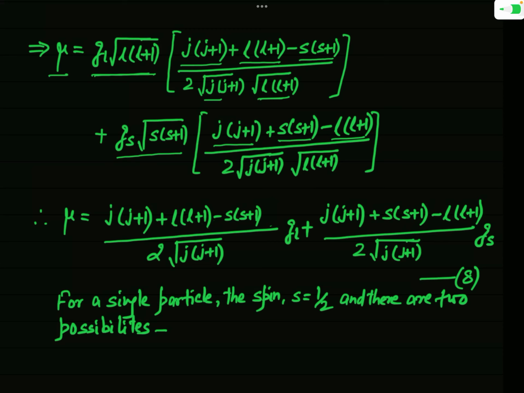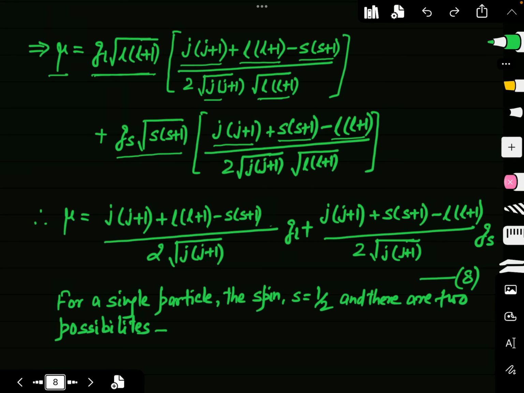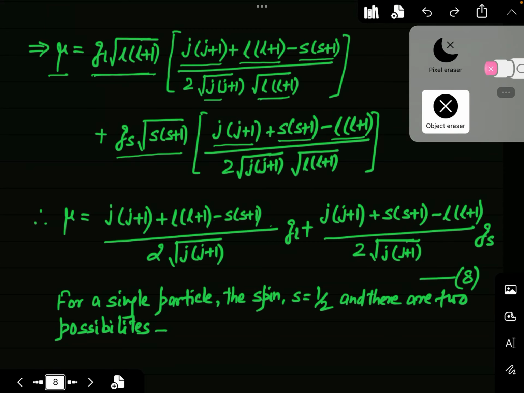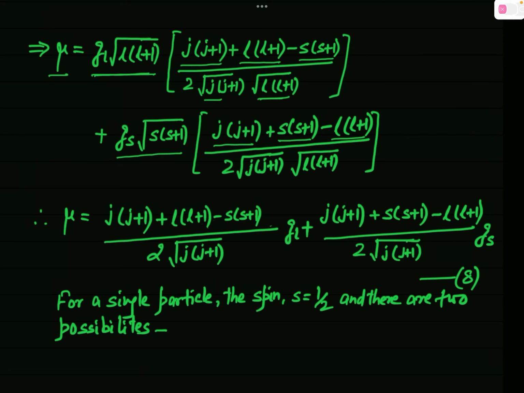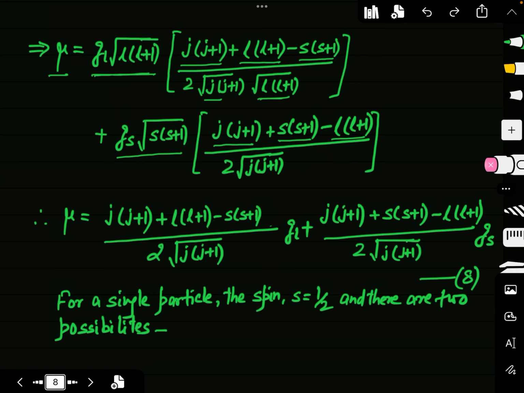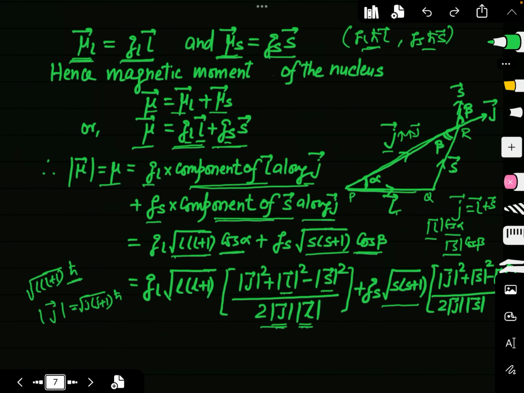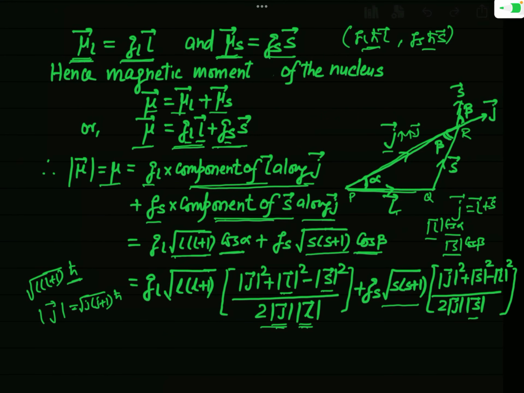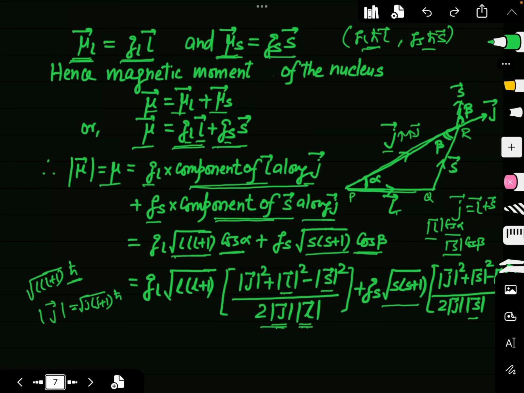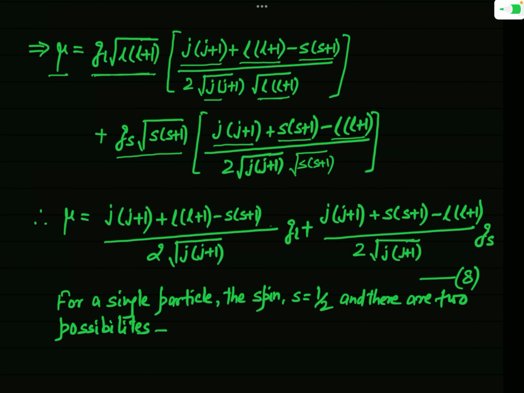mod J, not L, but there will be mod S. Here I have made a mistake, so this will be what? This will be actually root over S into S plus 1. Okay. So you can see there is in fact mod of S, and that mod of S will be equal to root over S into S plus 1.